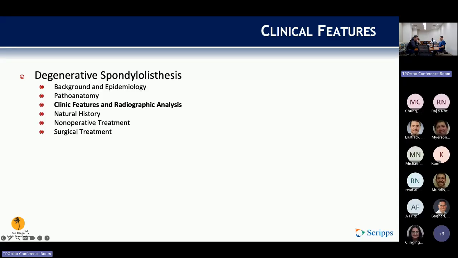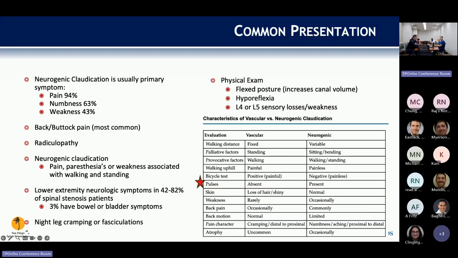All right, next we're going to move on to some clinical features, what we're seeing in the clinic when these patients present. As clinicians, what we'll see when patients come into the office is usually neurogenic claudication or pain as the primary symptom. Most patients with this issue describe pain at a 94% rate. There can also be numbness in various dermatomal distributions depending on the level that is listhesed. Weakness can be present, not as common, but it can tip us off to more severity of the disease potentially.